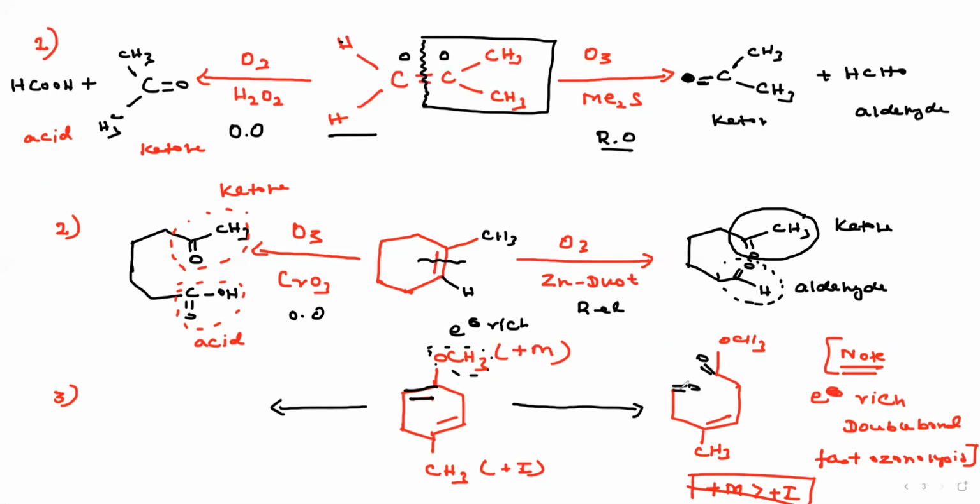Here we have a double bond O and an H. Yes or no? Up we get H, and we end up with an ester, right? This is ester, the ester. This is aldehyde, this is aldehyde.